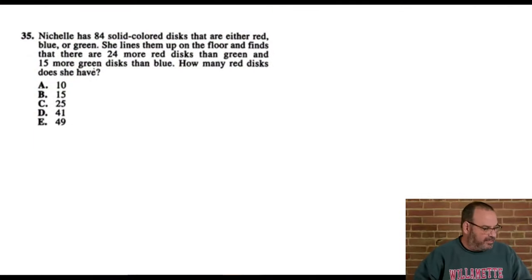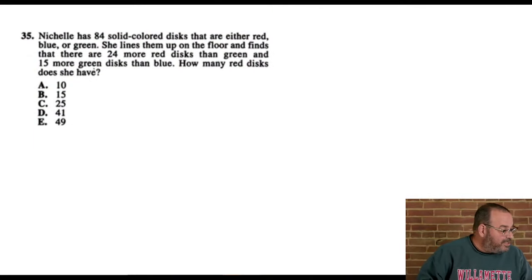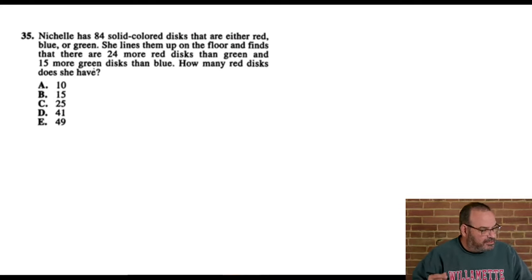All right, here's a multiple stage translation problem. This one is really a standardized test problem. Nichelle Mabel has 84 solid colored discs that are either red, blue, or green. She lines them up on the floor and finds that there are 24 more red discs than green and 15 more green discs than blue.